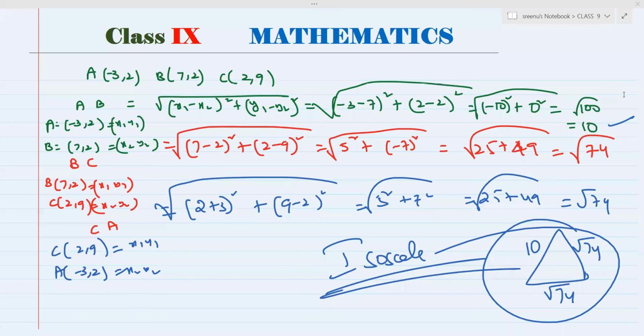Can you write that 25 plus 49 under root is 5 square plus 7 square, sir? 5 square, but it is not multiplication. This is addition, no? 5 square is 25. Addition means we can't cancel the root.